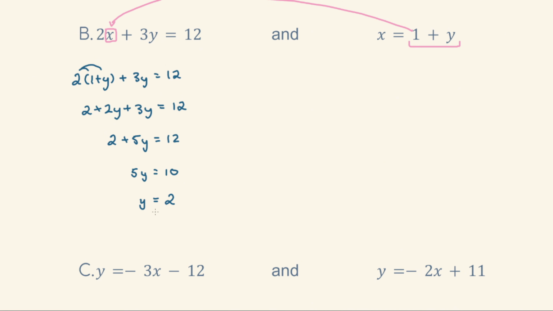And now to find what x is, you just take this y equals 2 and plug it back into either one of these equations. I think this right one is a little nicer. So let's just plug that back in. You get x is equal to 1 plus 2, which is 3. So x is equal to 3. Your final answer then is just (3, 2). Okay.